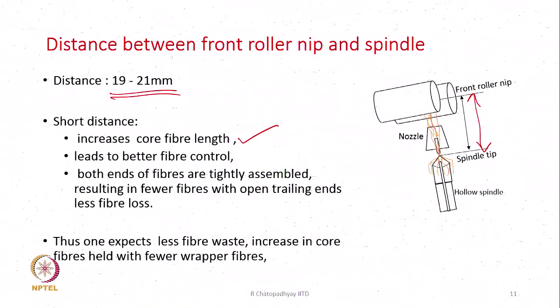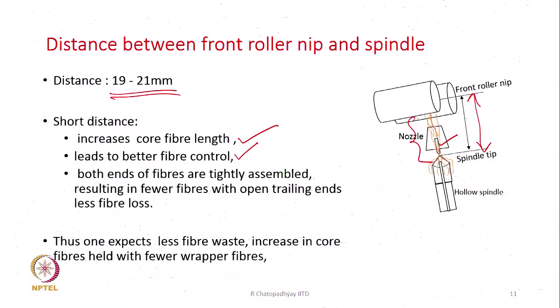So, a short distance increases the core fiber length and leads to better fiber control from here to there. See, over this length, we have some control on the fiber movement. The fibers are very fine, and they can be easily disturbed by the movement of the air. They are so fine. So, when they are released from the front roller nip and come to the spindle tip, the guidance is given because we have a spiral path, and then we have a needle. They are giving some kind of guidance to the fibers, so that they remain to some extent under control.